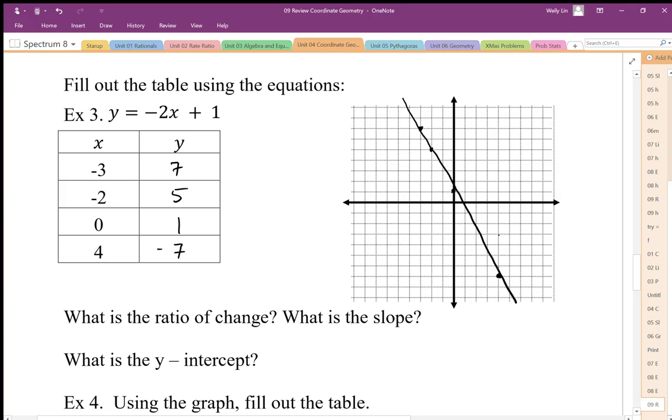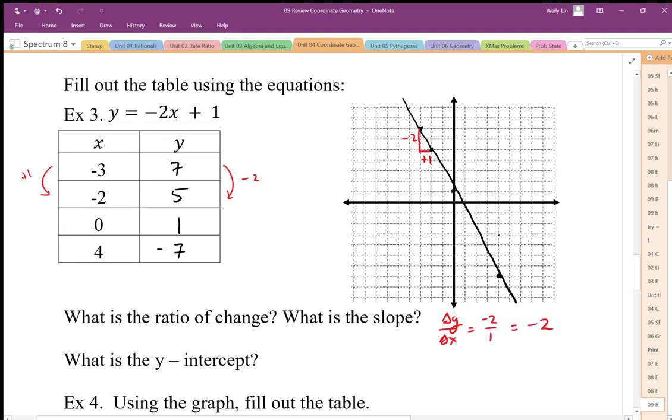Okay, so it's important to connect this idea of what parts of this are slope and where do I see slope in the equation, the table, and the graph. So when I talk about the ratio of change, I can see the ratio of change in the table like this. So I have a ratio of change of -2 to +1. I can see that -2 and +1 in the slope triangle. So the slope here is the change in y over the change in x.